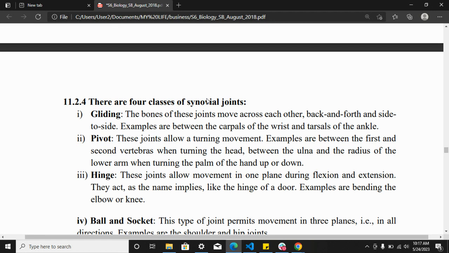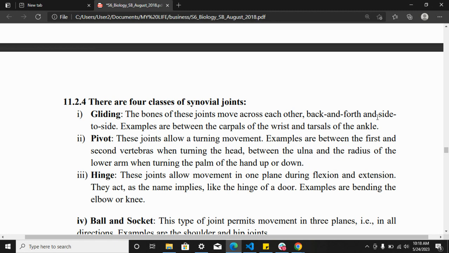There are four classes of synovial joints. We have four kinds of synovial joints, right? We have gliding, where the bones of these joints move across each other back and forth, right? That is, the bones move across each other in one direction, back and forth. You can see these bones in the carpals of the wrists and the tarsals, the bones that make up the foot.